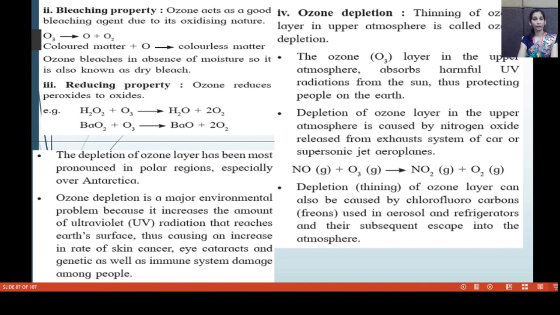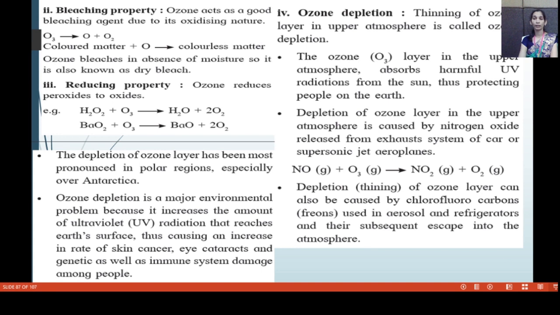The next one is ozone depletion. Thinning of the ozone layer in the upper atmosphere is called ozone depletion. The ozone layer in the upper atmosphere absorbs the harmful UV radiation coming from the sun, thus protecting people on the earth. That means ultraviolet rays are harmful to human beings.